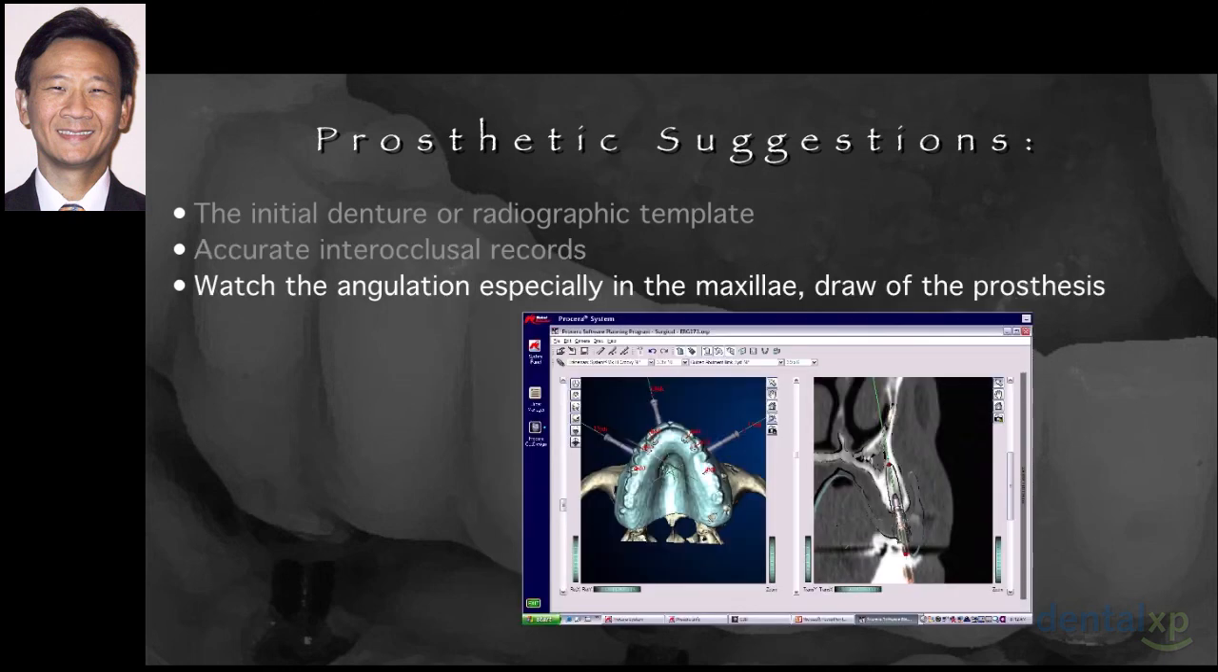When planning these restorations, there is also the need to understand angulation, especially in the maxilla. As the maxilla resorbs, we have different angulations of these implants and draw of the prosthesis. Check the angulations for draw and make sure that we can have passivity of fit of these prostheses.